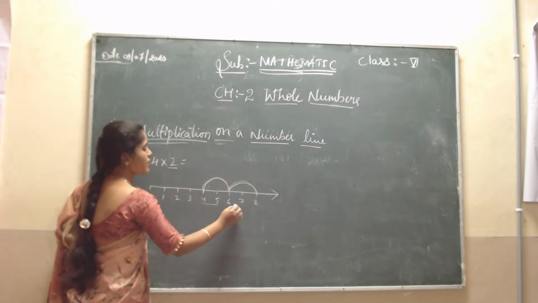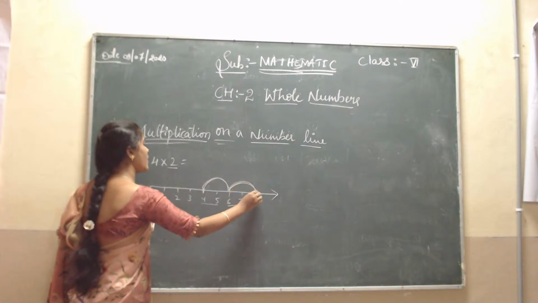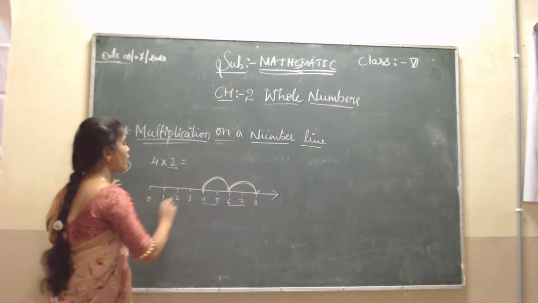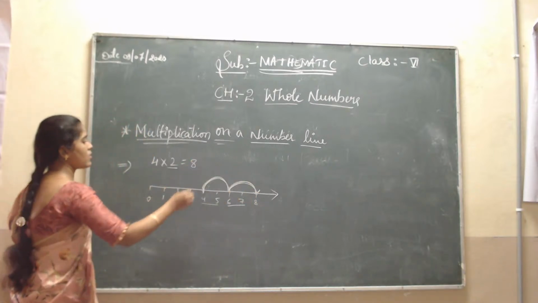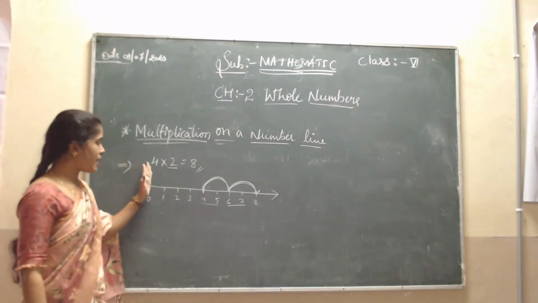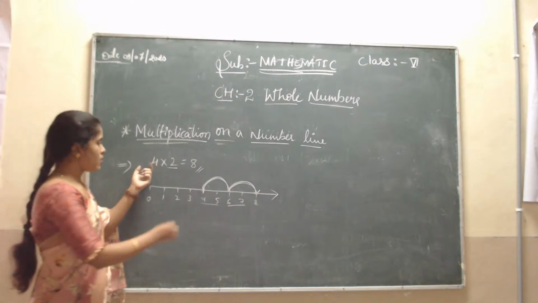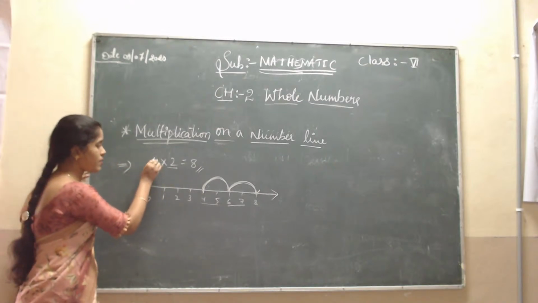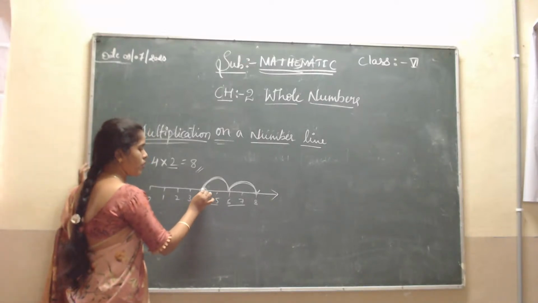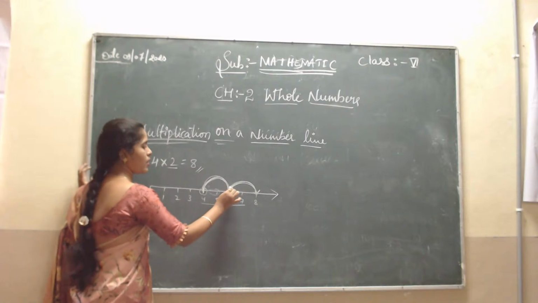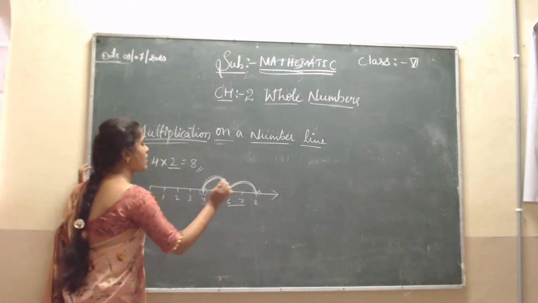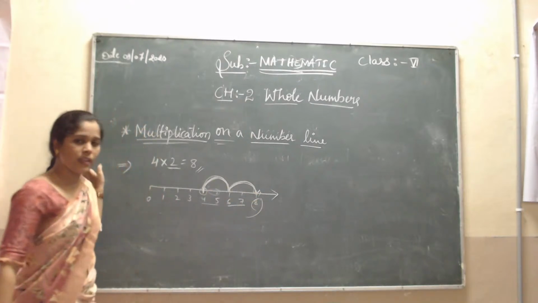We are leaving these numbers and multiplying 2 times. 4 twos are 8. This is multiplication. Here we are multiplying 4 into 2. We are starting from 4, leaving 1 and taking 2 steps. 4 twos are 8. The answer is 8.